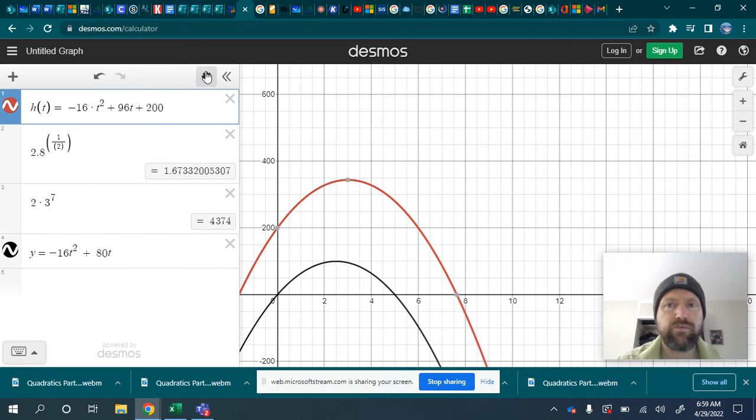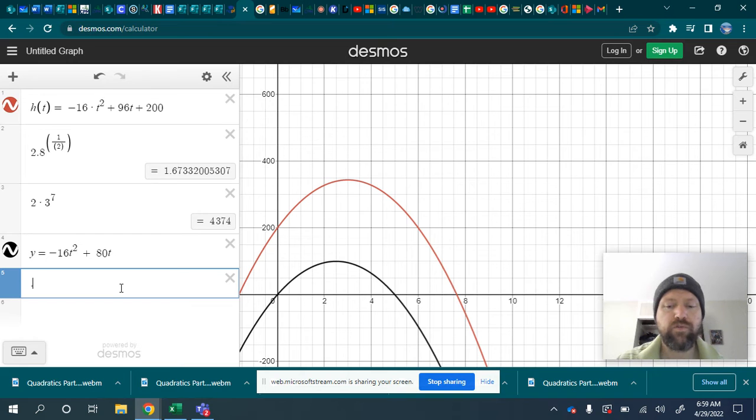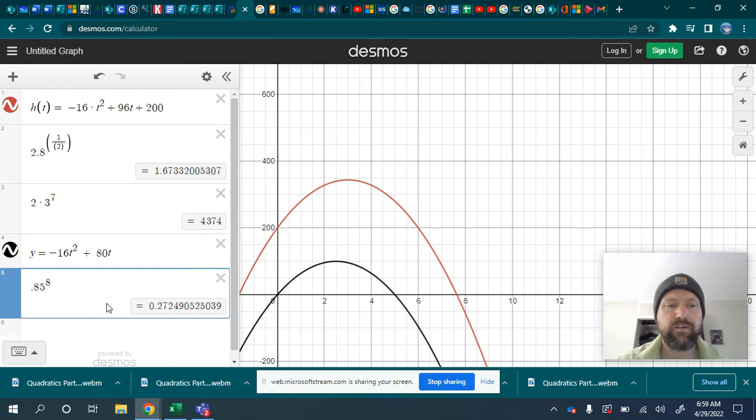Let me put that in here. 0.85 to the 8th power. After 10 years, you're only going to have 27% left. 0.272, that's all you're going to have left. You see there, 0.85 to the 8th power.